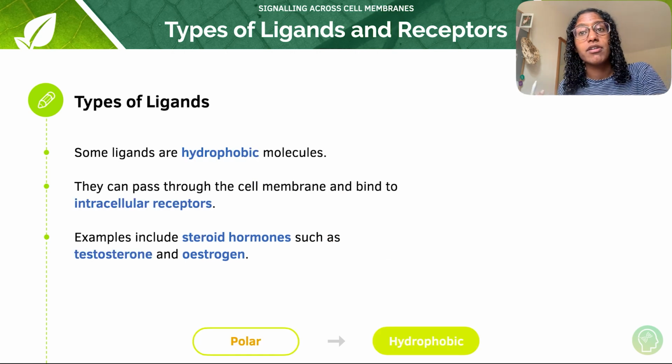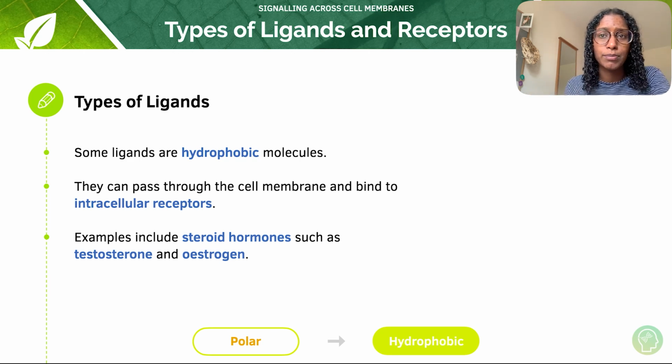Some ligands are hydrophobic, so water-hating molecules. Remember, they're water-hating, so they're going to want to burrow into our phospholipid bilayer and hide away from our water in our cytoplasm or in our extracellular fluid. So they pass through the cell membrane and bind to intracellular receptors, including steroid hormones such as testosterone and estrogen.